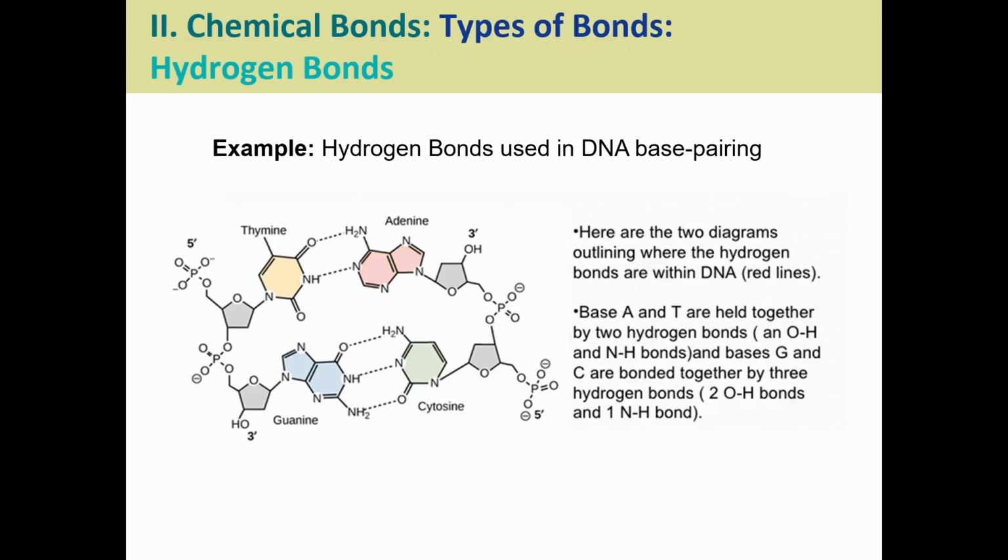Now, hydrogen bonds, even though they are weak, they are mighty and extremely important. We use these to hold molecules together in certain configurations, such as the DNA base pairing we see. So hydrogen bonds are going to keep the 2 nitrogen-containing bases bound together, keeping the 2 strands of DNA in close contact with each other.